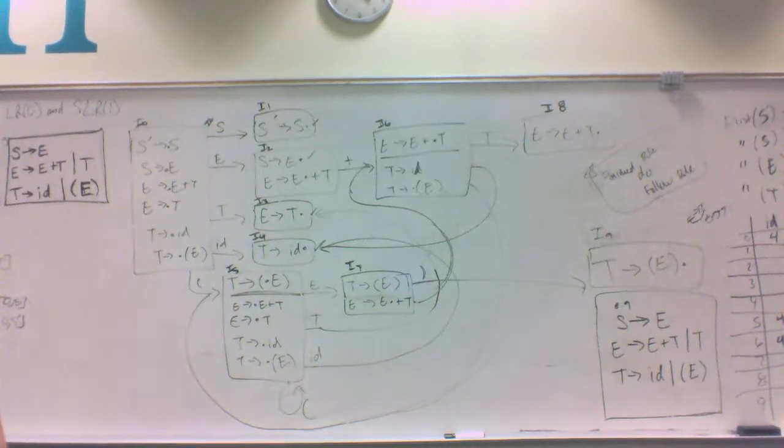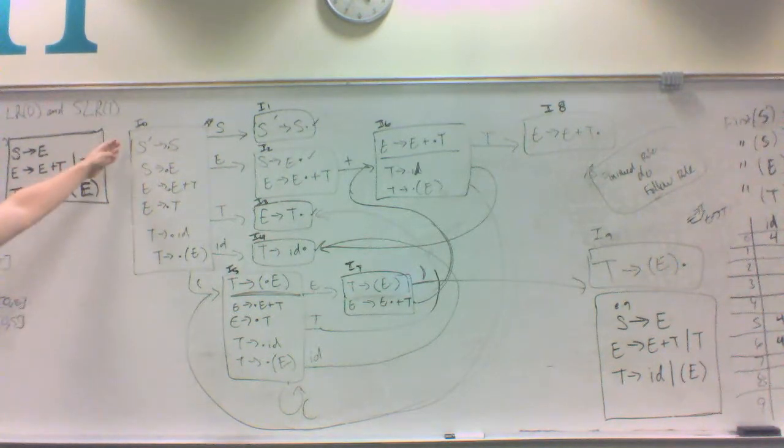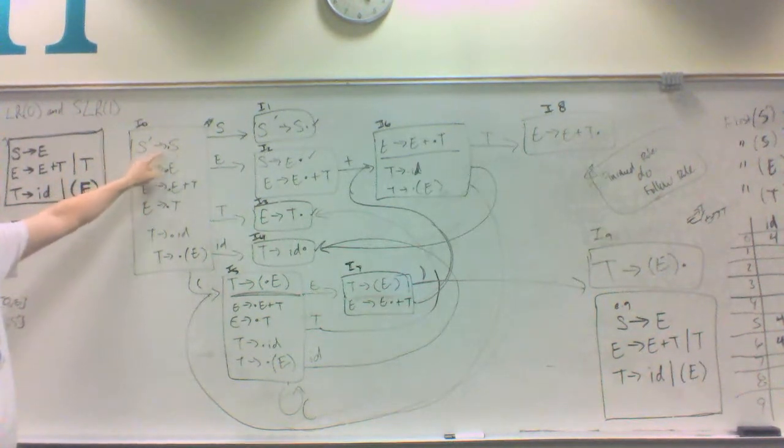This is an example of LR0 and SLR1 parsing. Using this grammar here, we can see that S goes to E, E goes to E plus T or T, and T goes to ID or open parenthesis E close parenthesis. First thing we'll need to do to create our node I0 is to add the state S prime goes to dot S.